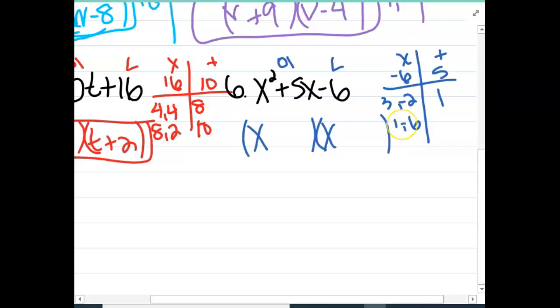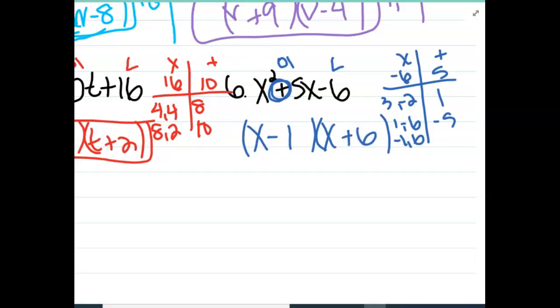Now, if I did 1 and negative 6, I'd get negative 5. I need it to be a positive 5x. So it's going to have to be a negative 1 and a positive 6. x minus 1, x plus 6. You've got to figure out all of those signs. Okay, is this making sense?